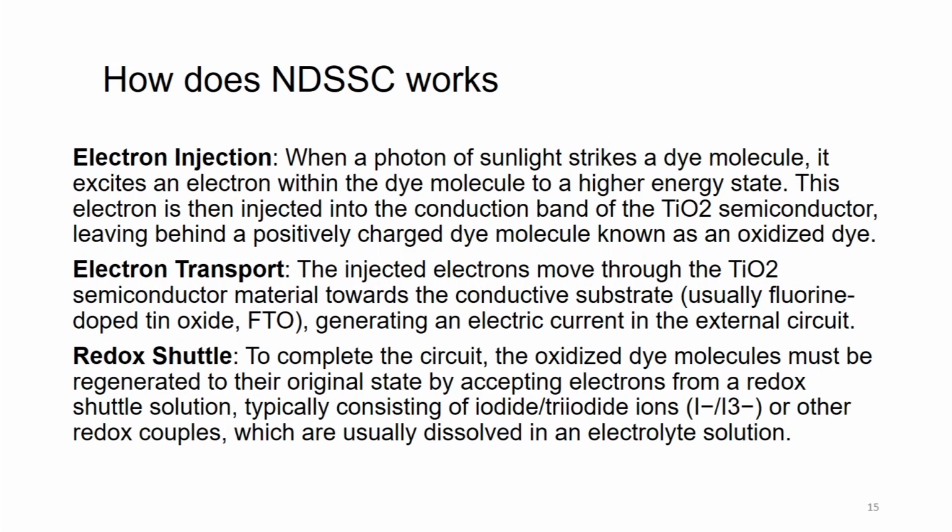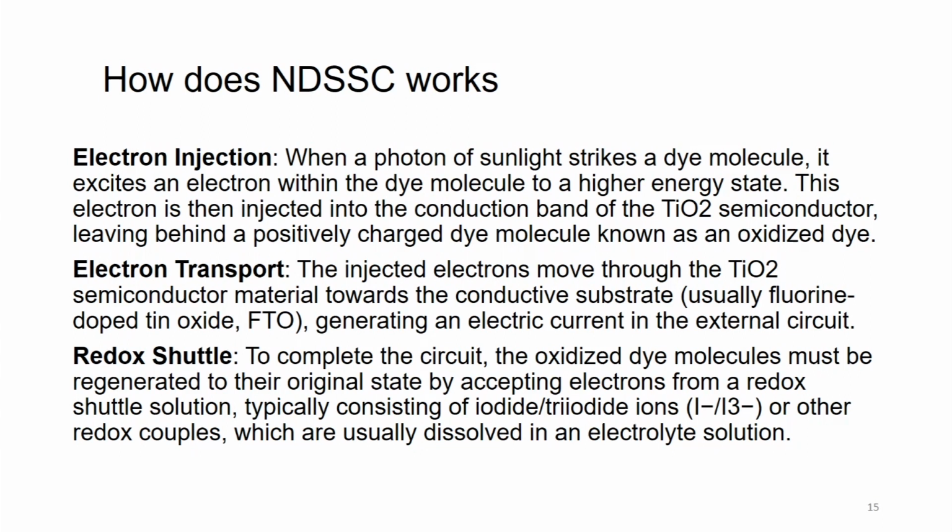See, there is first the formation of the dye which is adsorbed on the titanium dioxide. Then when the light falls on the dye, it absorbs sunlight and it excites the electron from the dye molecule, and it is then injected into the conduction band of titanium dioxide semiconductor. But the dye then becomes oxidized. Then these electrons which have been injected in the titanium dioxide semiconductor are moving towards the conductive substrate like fluorine doped tin oxide, FTO, generating an electric current in the external circuit.